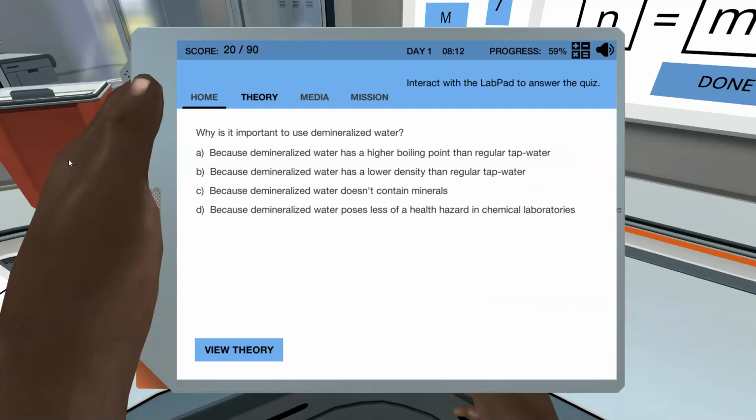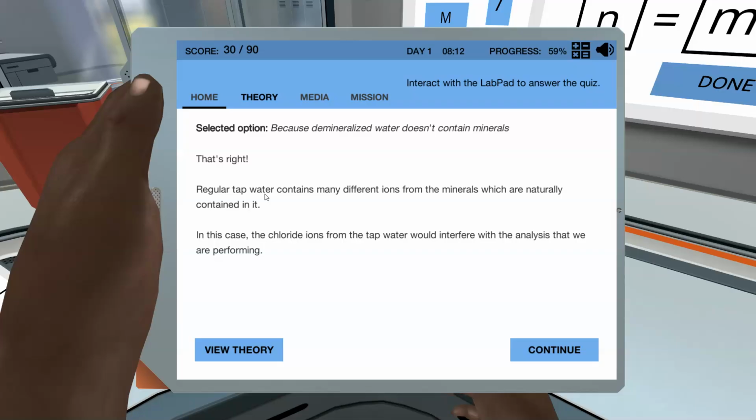Why is it important to use demineralized water? That's right. Regular tap water contains many different ions from the minerals which are naturally contained in it. In this case, the chloride ions from the tap water would interfere with the analysis that we are performing.